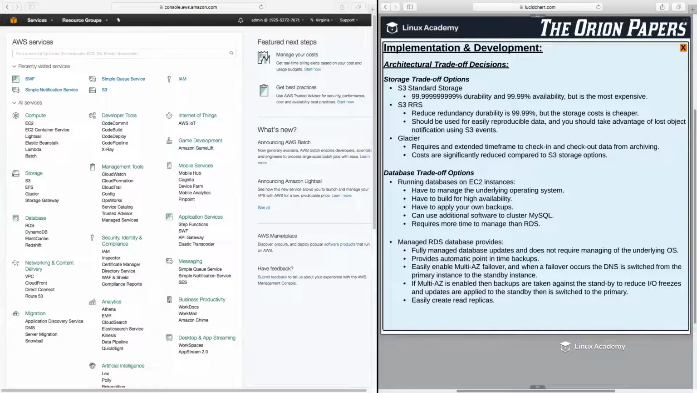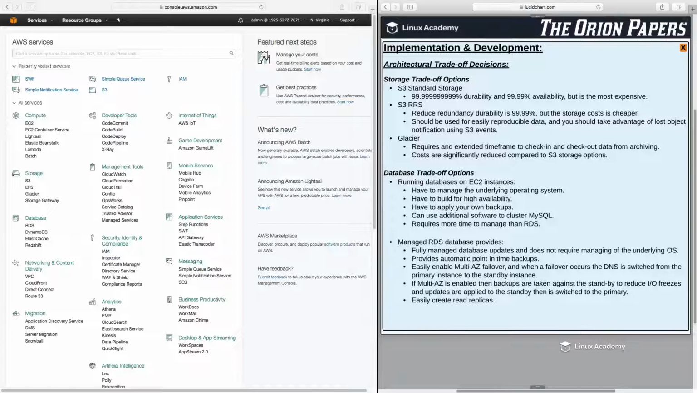So obviously with S3 storage, it has 11 nines durability and 99.99% availability, but it is the most expensive. However, if you look at something like RRS, reduced redundancy, the durability is lower, but the storage is also cheaper. So if you're going to store something in RRS, are they objects that can be reproducible? If they are, then that might be a better option for you. But if they're not reproducible, then it probably isn't a valid option for you. So there's going to be trade-offs there, and you have to look at the type of objects that you're storing and if they're reproducible or not.